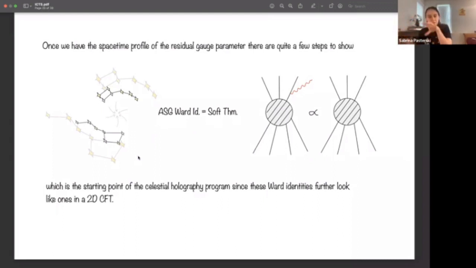So I'm going to try to look at radial evolution in CFT and see that that perspective actually naturally would tell me that I should look at soft theorems as being a manifestation of these Ward identities. So that's going to be kind of one of the fun outputs of this first paper.